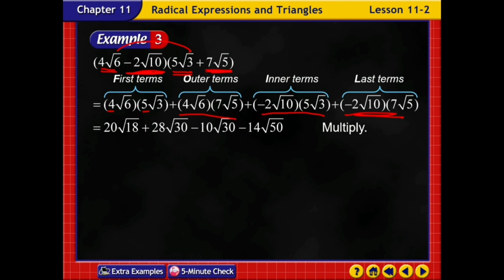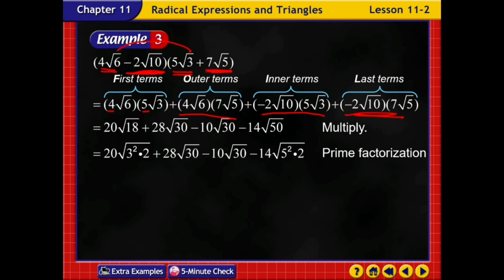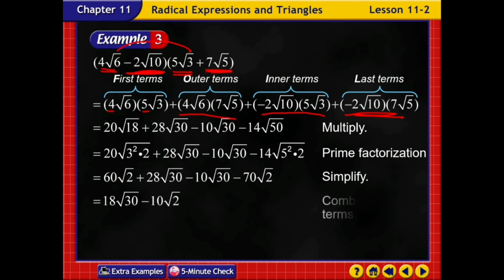Okay, so we just simply multiply. Then after that, we have to simplify by prime factorization. That is now 20 times the square root of 3 squared times 2, plus 28 square root of 30, minus 10 square root of 30, minus 14 times the square root of 5 squared times 2. Okay, then we simplify. That is now 60 square root of 2 plus 28 square root of 30 minus 10 square root of 30 minus 70 square root of 2.